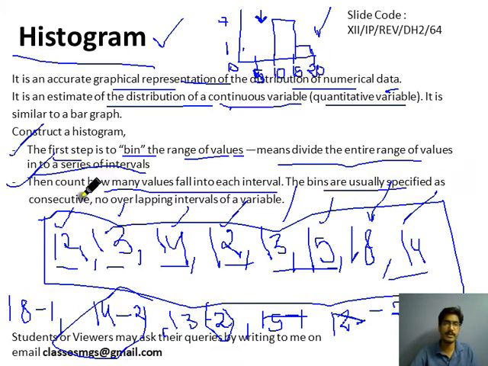The bins are usually specified as consecutive, non-overlapping intervals of a variable. We cannot do it like this: 5 to 10 and then 9 to 14. We cannot use such a range. Equal range distribution should be there. Between the upper bound and lower bound there should be an equal difference, like 5 minus 0 should be 5.